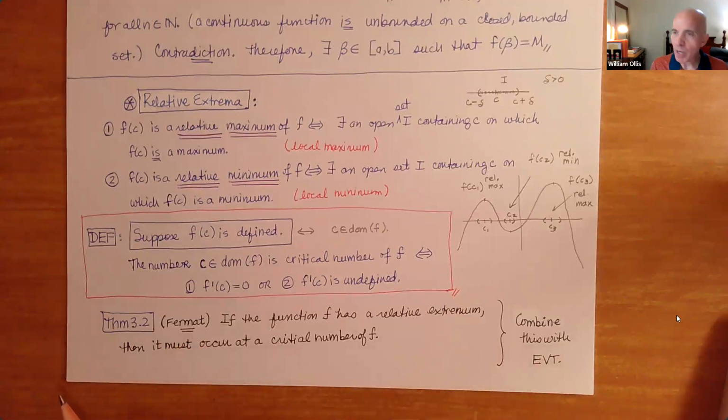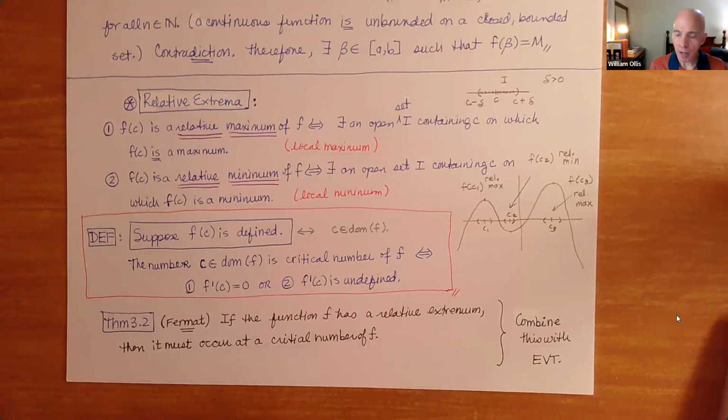And we often just refer to this result as Fermat's theorem, or I'll just call it Fermat. But of course, there are lots of famous results attributed to Fermat. The one in number theory, Fermat's last theorem, or whatever. So when I say Fermat, I'm referring to this result in calculus, and it is very simple to state. If the function f has a relative extremum, that is a relative max or min, then it must occur at a critical number of f.